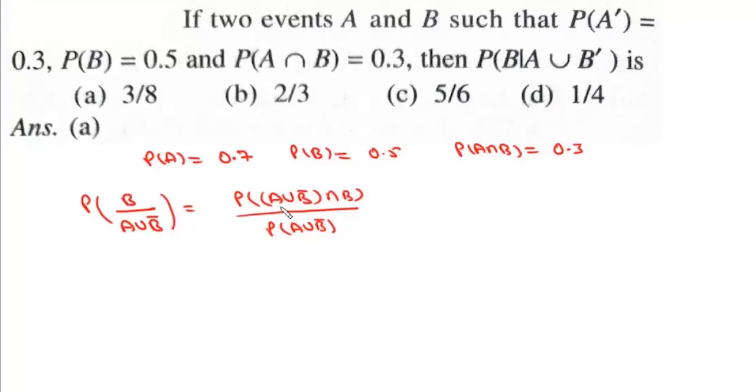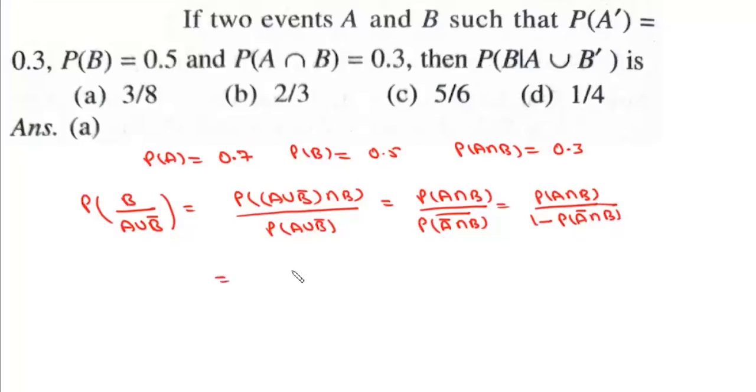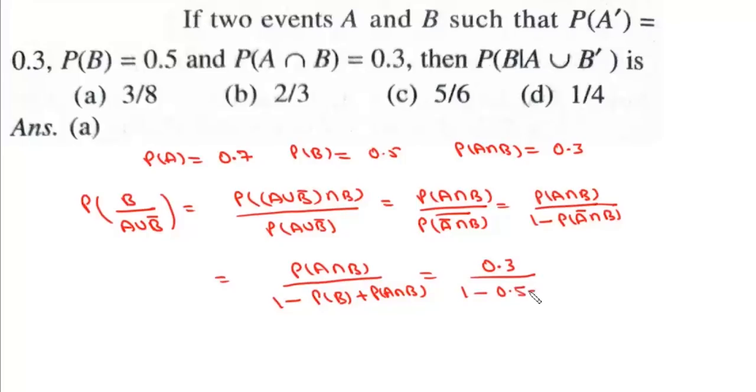Now this is A and B naught, and if you are taking its intersection with B, it will be simply probability of A intersection B, and we know that probability of A union B naught will be probability of A naught intersection B naught, or we can write this as probability of A intersection B upon 1 minus probability of A naught intersection B. Now this is probability of A intersection B, and we can write this as 1 minus probability of B minus probability of A intersection B... Now this probability is 0.3. This is 1 minus 0.5 plus 0.3, which is 3 by 8, and that's your option A.